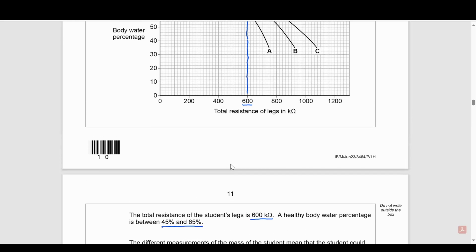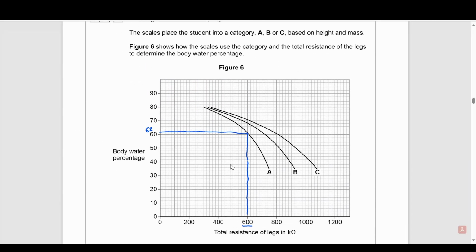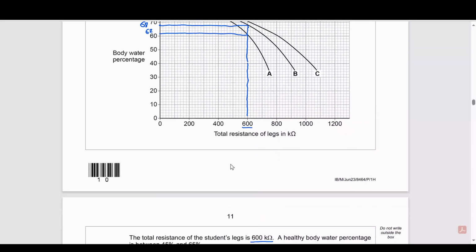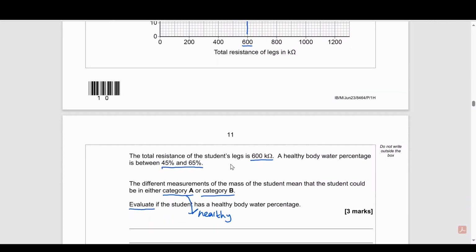Let's do the same for B now. So just continuing on our first line, then reading that along. That gives us a value of 68%. And again, checking our range, it's outside the range now. So that means that category B would be unhealthy.